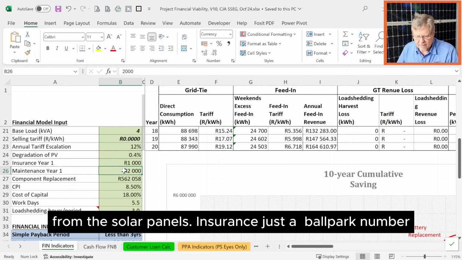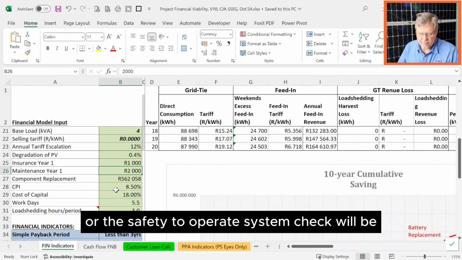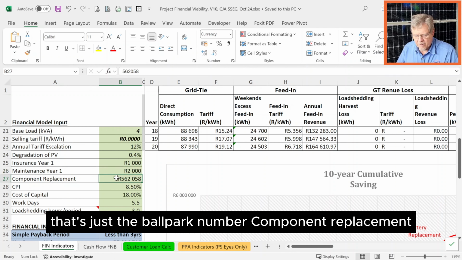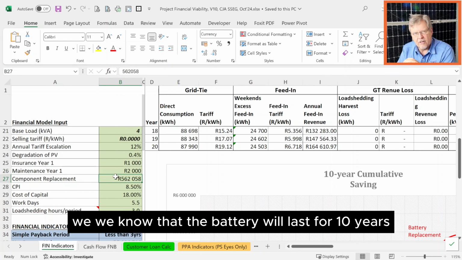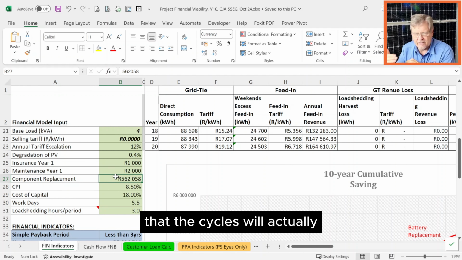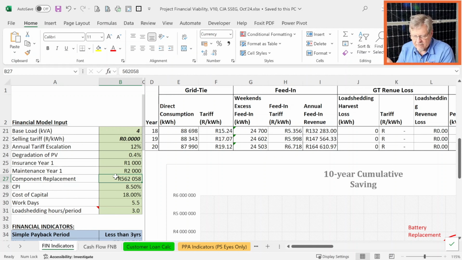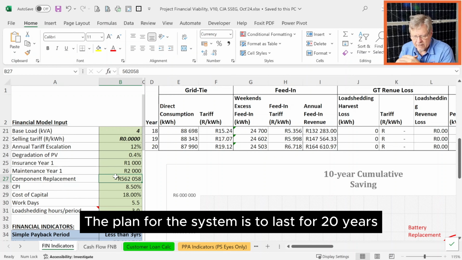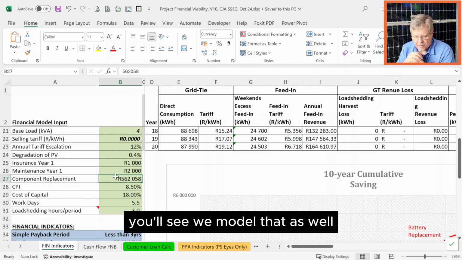Insurance, just a ballpark number. Maintenance, a ballpark number. Again, what the annual system check or the safe to operate system check will be. That's just a ballpark number. Component replacement, that's just the battery. We know that the battery will last for 10 years. It's got a guarantee for 10 years, and we size it accordingly that the cycles will actually get us through 10 years. The plan for the system is to last for 20 years. So that means the second battery will have to be installed in year number 9, 10. You'll see we model that as well.